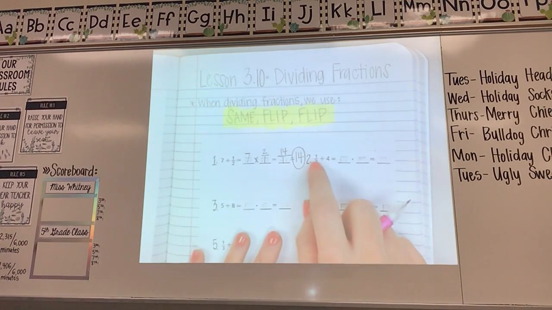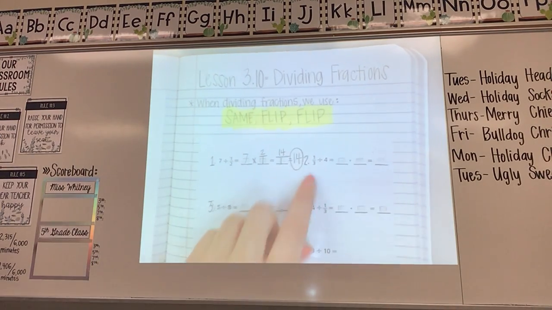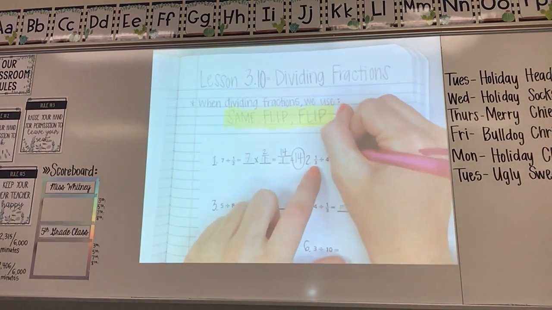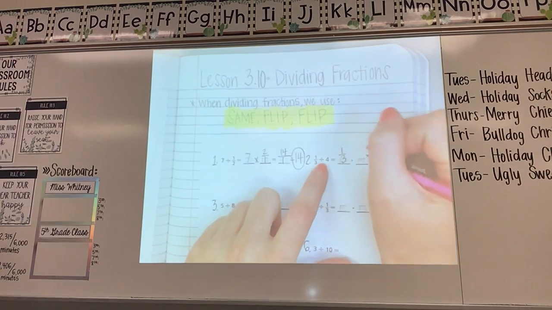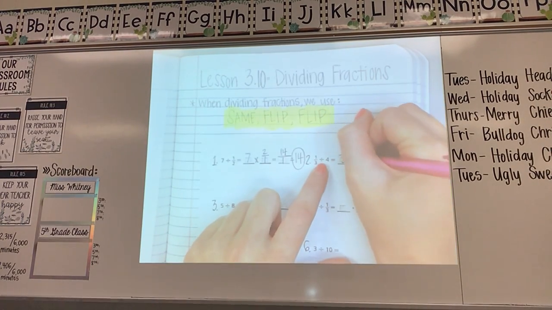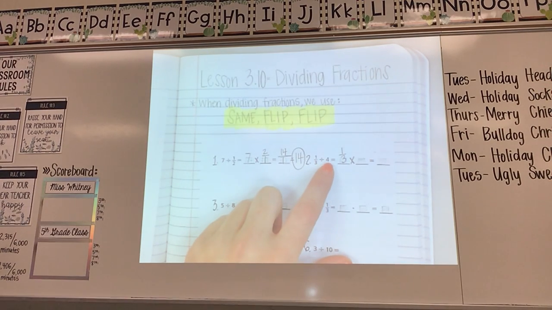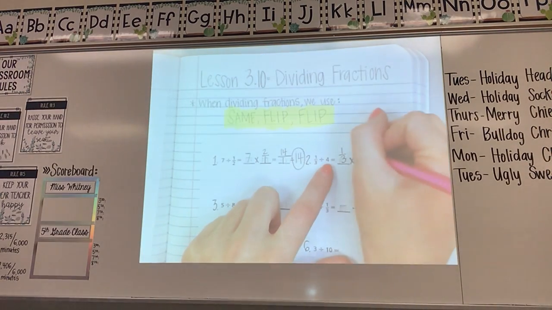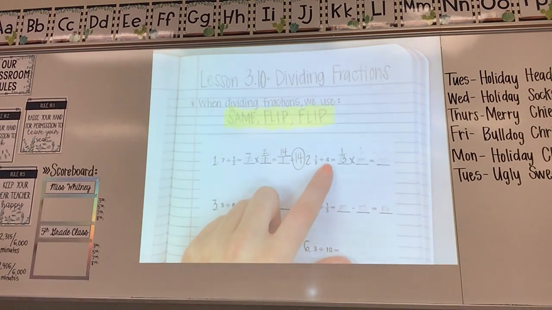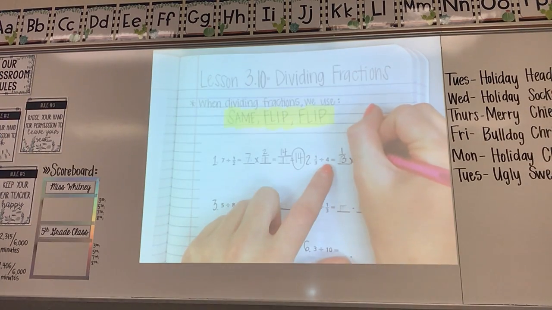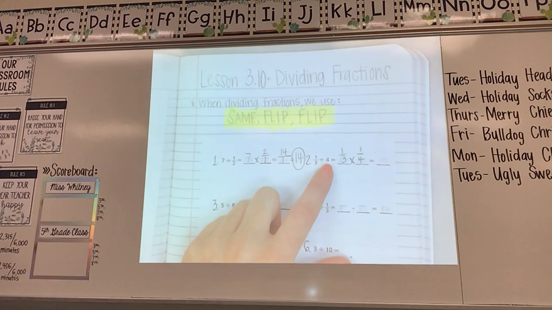Number 2, I have 1/3 divided by 4. I'm going to use my saying. So same, my first number stays the same, 1/3. Flip this to a multiplication sign and flip this. Now, if I'm flipping a whole number, I just make it a fraction with a 1 on top. So it's going to become 1/4. And that's how I flip it if it's already a big number. So I just put a 1 on top of it, 1/4.